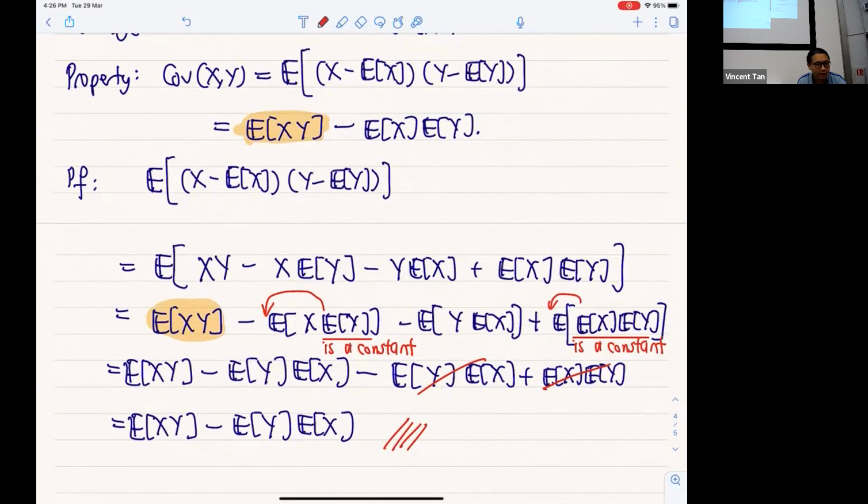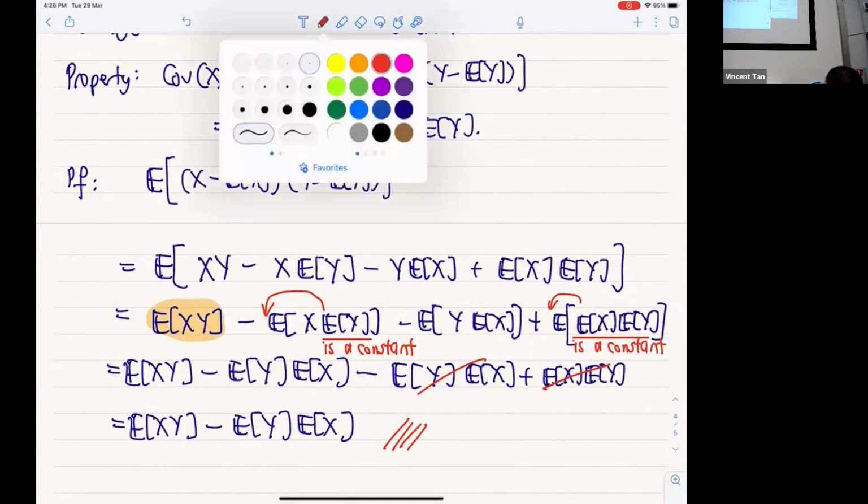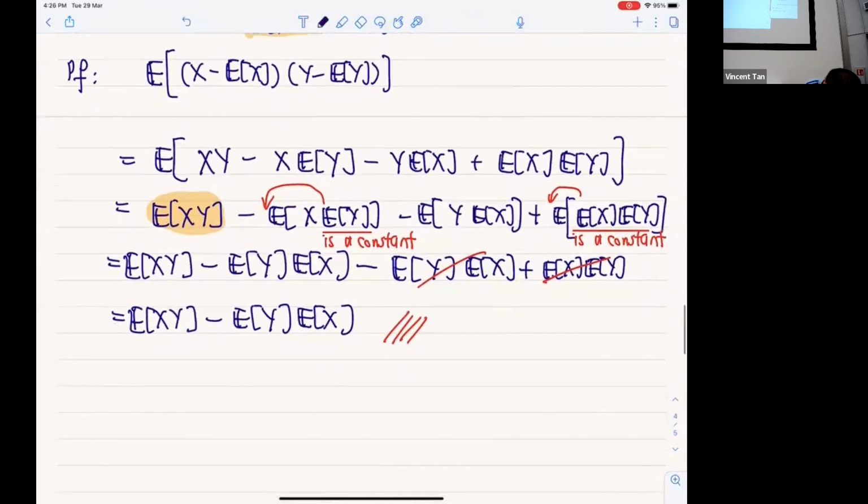Okay, right. So now there are a few other properties of the covariance that are useful, and I'll just list them without proof.